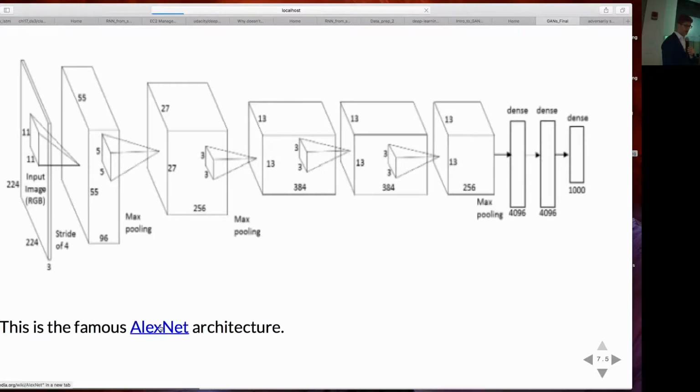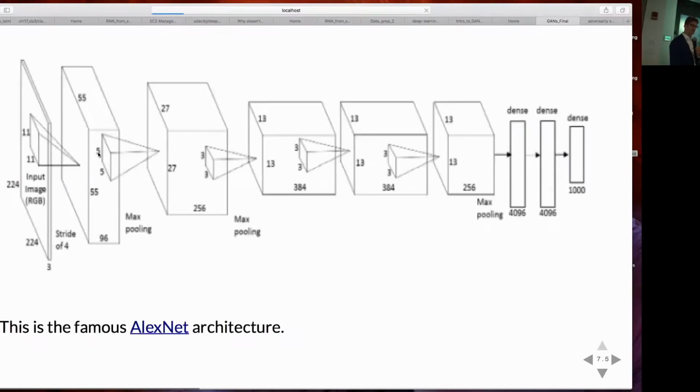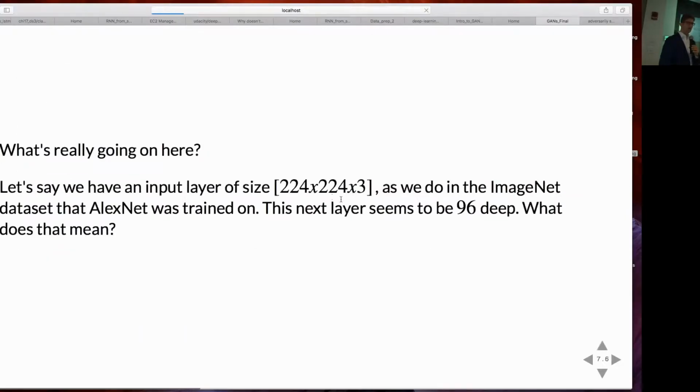By the way, this is the famous AlexNet architecture. This is the first successful convolutional neural net architecture that was used on the ImageNet data set. This architecture actually has its own Wikipedia page, which is pretty unusual for a neural network architecture. So what's going on here? You have these input images, which are 224 by 224 red, green, blue images, so 224 by 224 by 3. And then you have this next layer that's 96 deep. So what does that actually mean?